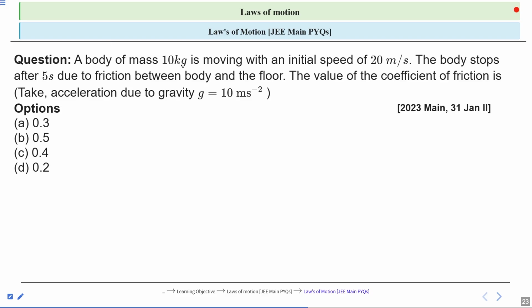A body of mass 10 kg is moving with an initial speed of 20 meter per second. The body stops after 5 seconds due to friction between the body and the floor. The value of the coefficient of friction is what? So here you have to find out the value of the coefficient of friction, and take acceleration due to gravity g equal to 10 meter per second square. The given options are A is 0.3, B is 0.5, C is 0.4, and D is 0. So you have to find out which option is correct, or what is the value of the coefficient of friction. Clear?